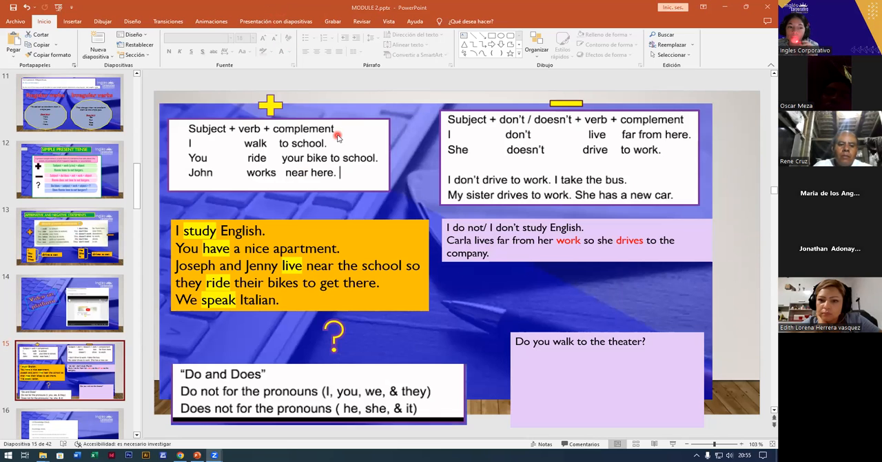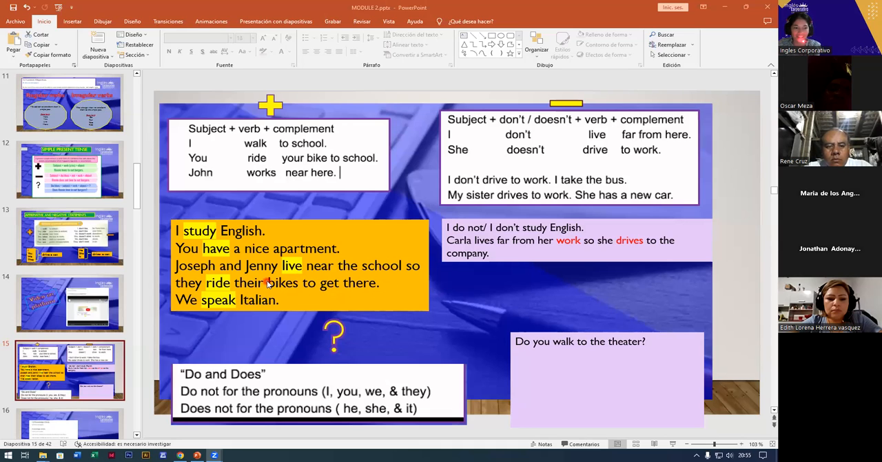We were explaining that for the affirmative, we have: I walk to school. You ride your bike to school. John works near here. That's affirmative. Other examples will be: I study English. You see the form of the verb is base form. You have a nice apartment. Joseph and Jenny live near the school. They ride their bikes to get there.